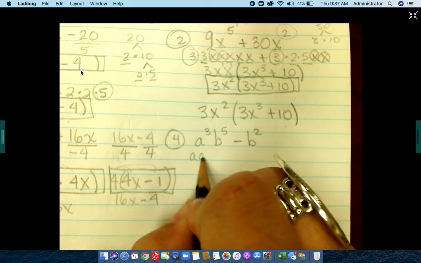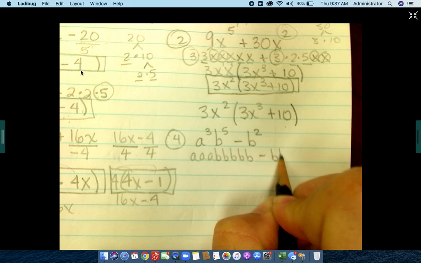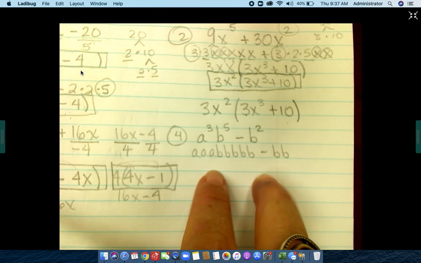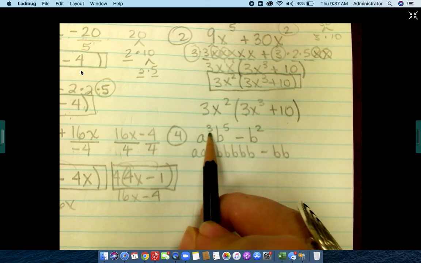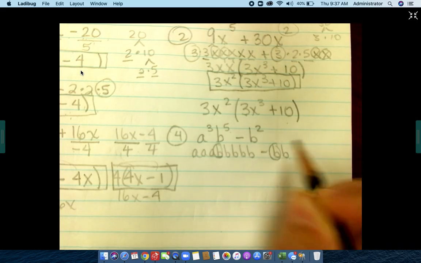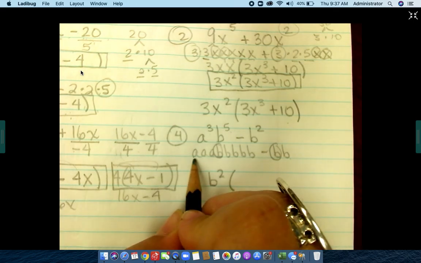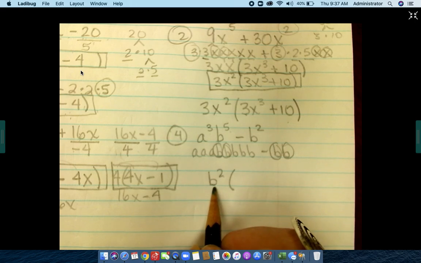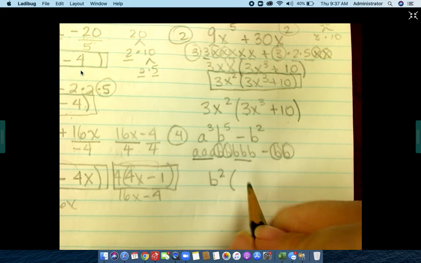So, again, I'm just going to do this for the sake of students that are like, I don't know what's going on. If you write this out in expanded prime factorization here, A, B, B, B, B, B, because there are 3 A's and 5 B's, minus 2 B's, you can go, oh, what do they have in common? They have 2 B's, so that's b squared. What's left is what goes in parentheses.